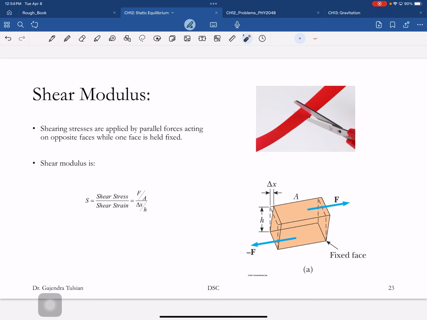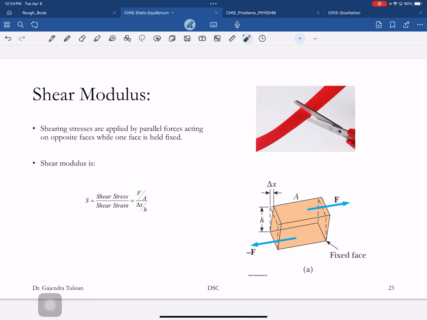The way to measure shearing strain is how much this top layer moved relative to the bottom layer, and how far apart they are. So the strain is measured as delta x divided by h, the distance between the planes. Again, this is dimensionless. And stress is the force you apply divided by the area of the face. Again, units are Newton per meter squared.